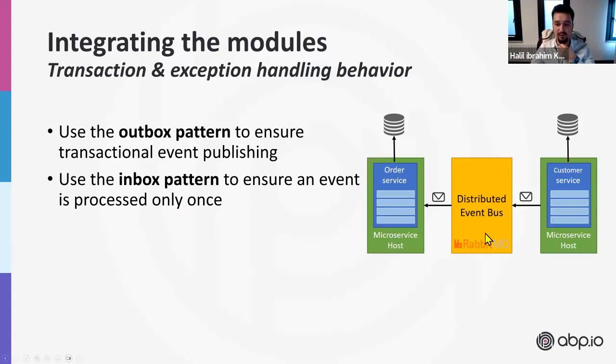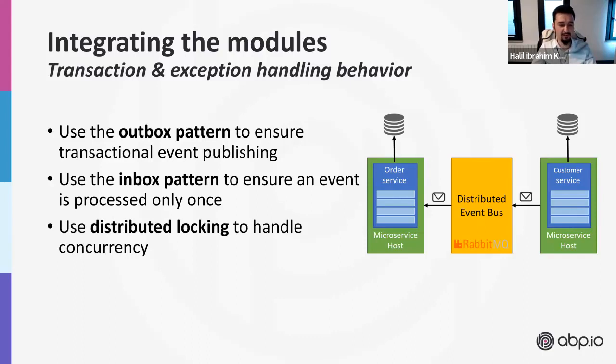Think that RabbitMQ sends event information to you. You executed the event successfully, but cannot return the acknowledgement message to RabbitMQ. In that case, the event bus will resend the message again, thinking that it was not successfully processed. So the inbox pattern ensures that the event is processed only once, even if sent multiple times to our application. And we can use some distributed locking techniques and similar systems to ensure concurrency in a distributed system.